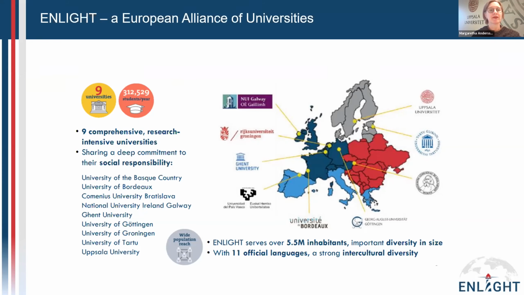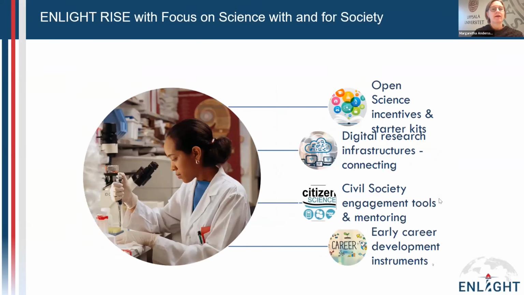Next slide, please. Since this ENLIGHT Alliance is a joint funding initiative from the Erasmus Plus program and the Horizon 2020 program, we also have one focus on science with and for society. And ENLIGHT RISE is such an initiative where we are focusing on different activities around open science, the sharing and connection with digital research infrastructure. We also have activities related to civil society, innovation, and early career development. Next slide, please.